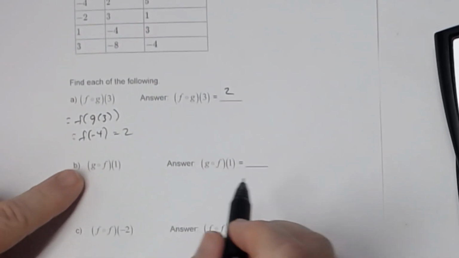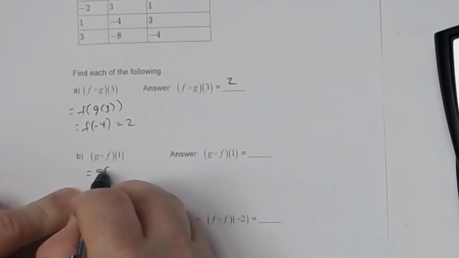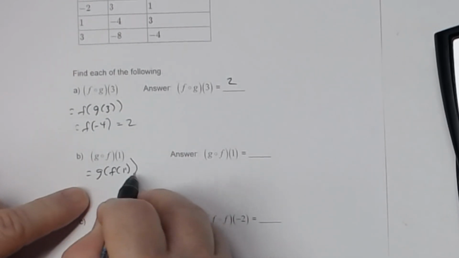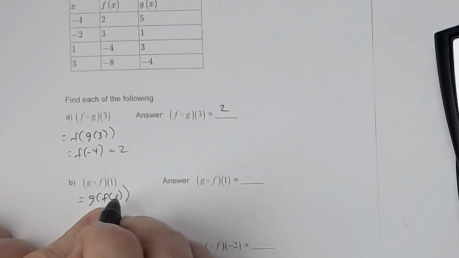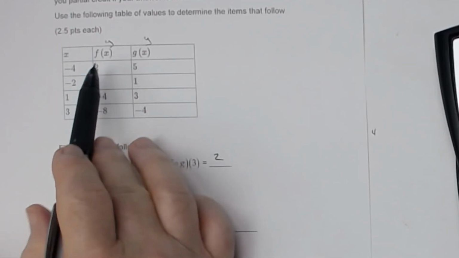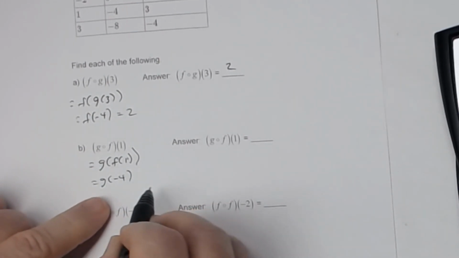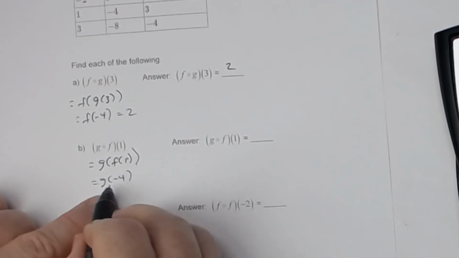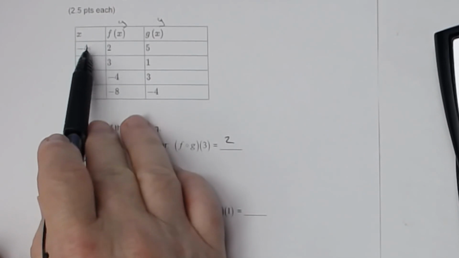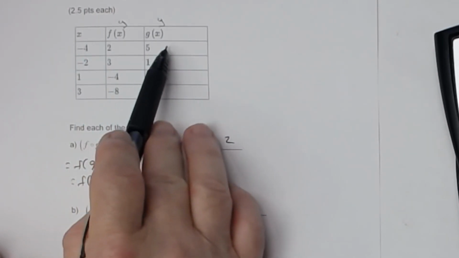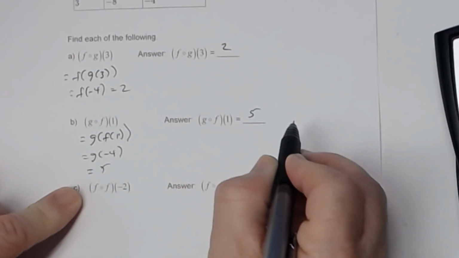That goes here. The next one, g composed with f at 1, means g of f of 1. And so I do the same thing. So when x is 1, what's my y value for my function f? So when x is 1, that's this one, f of 1 is negative 4. So it becomes g of negative 4. And then I've got to find g of negative 4. So what's my y value when x is negative 4? So when x is negative 4, g of negative 4 is 5. My y value is 5. So that becomes 5 here.